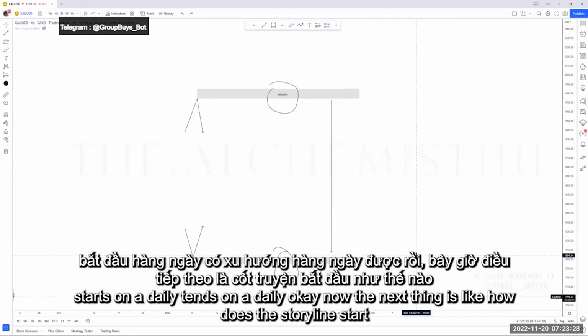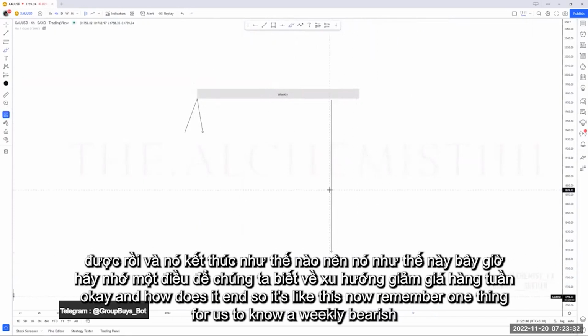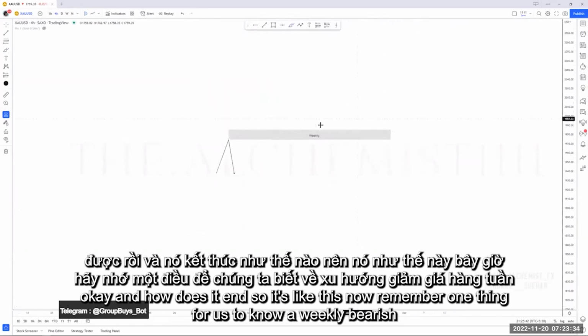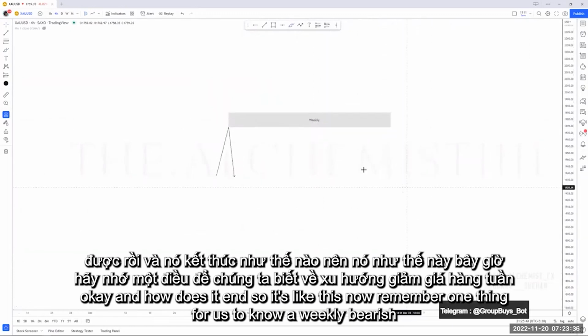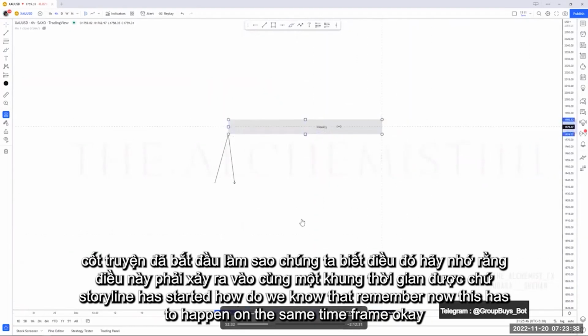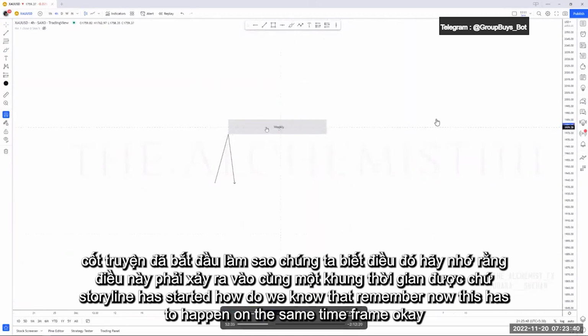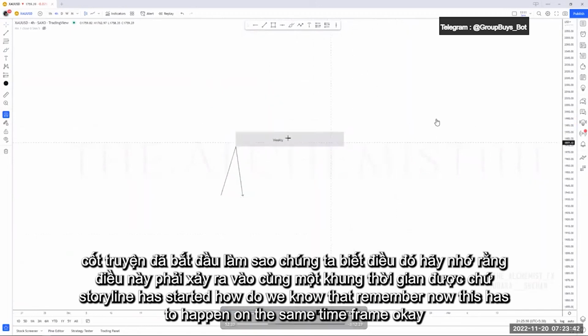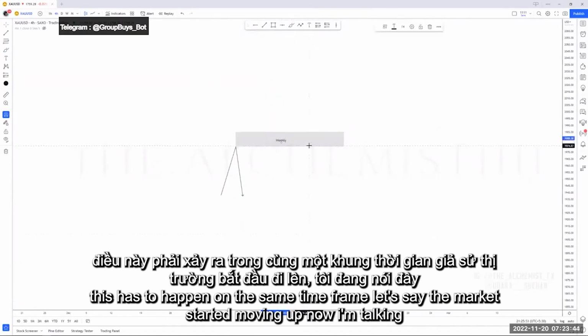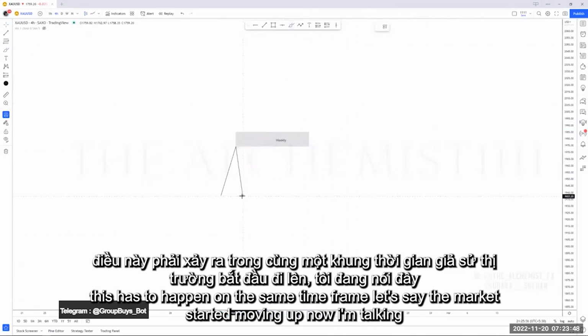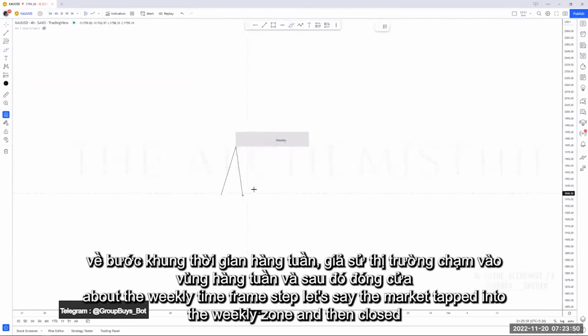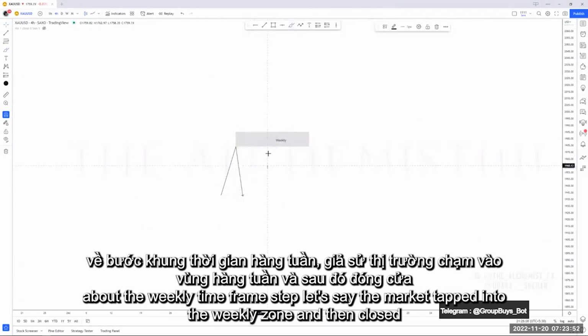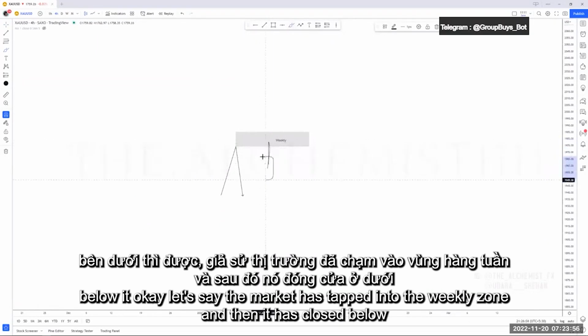Now the next thing is, how does the storyline start, and how does it end? Now remember, one thing for us to know is that a weekly bearish storyline has started. How do we know that? Remember, this has to happen on the same time frame. Let's say the market started moving up. I'm talking about the weekly time frame. Let's say the market tapped into the weekly zone and then closed below it.